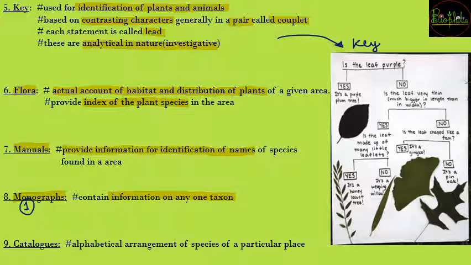And the last taxonomic aid is going to be catalog. This catalog is going to have a special feature, that is alphabetical arrangement of the species in a particular place. एक region में कौन से species है, उन सबका alphabetical arrangement will be available inside the catalog. Now this brings us to the end of all the taxonomic aids mentioned in this chapter, and that also brings us to the end of the chapter.